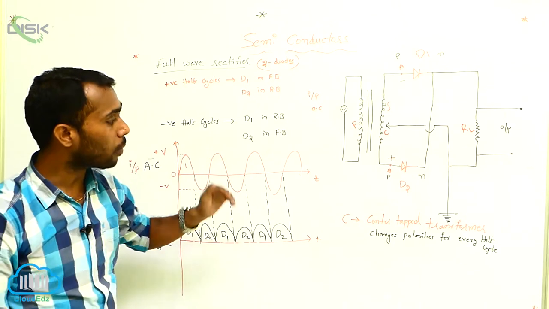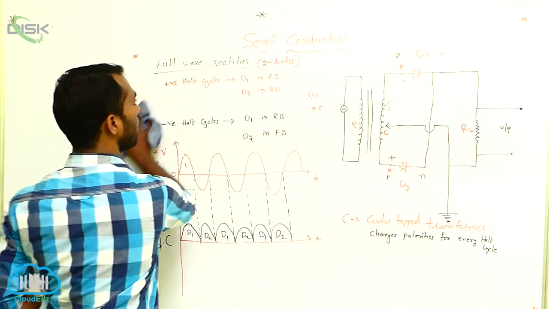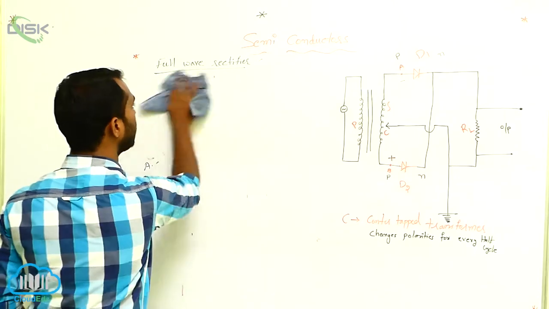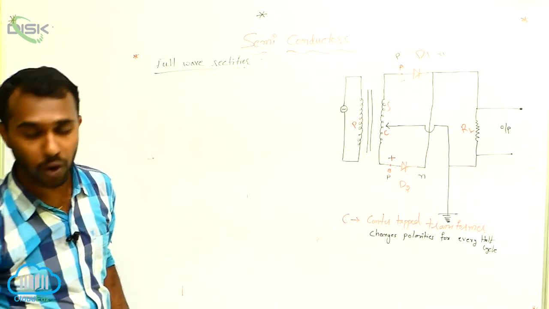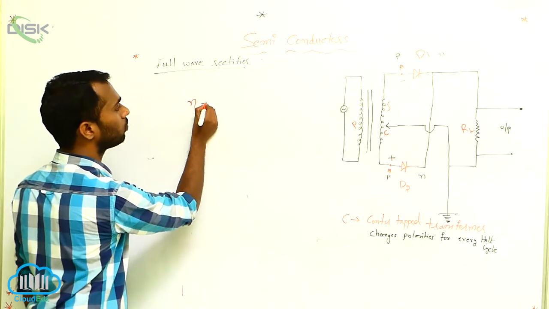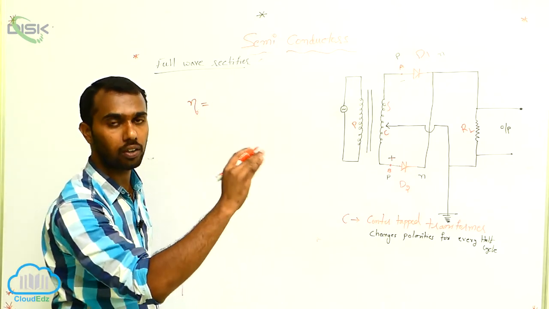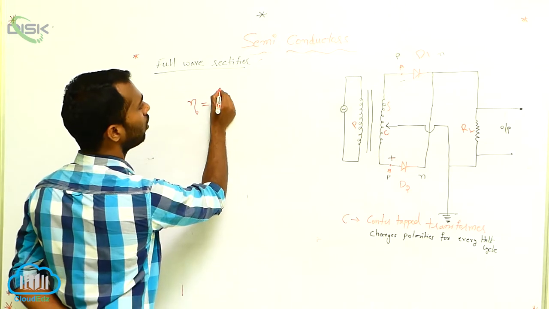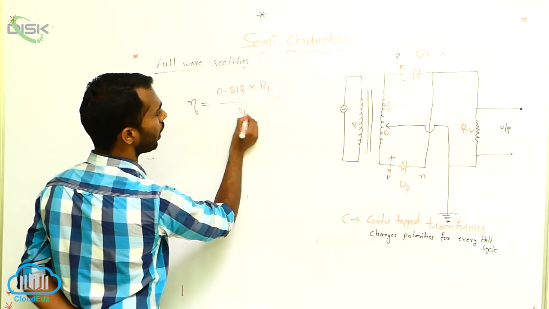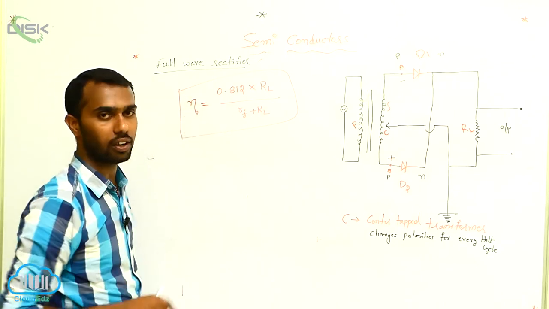So here also we have some efficiency. What is the efficiency formula? For a half wave rectifier, the efficiency is 0.406 into RL by RF plus RL. Here the efficiency is double that of the half wave rectifier. So 0.406 doubled, automatically 0.812 into RL by RF plus RL. This is the efficiency formula for the full wave rectifier.